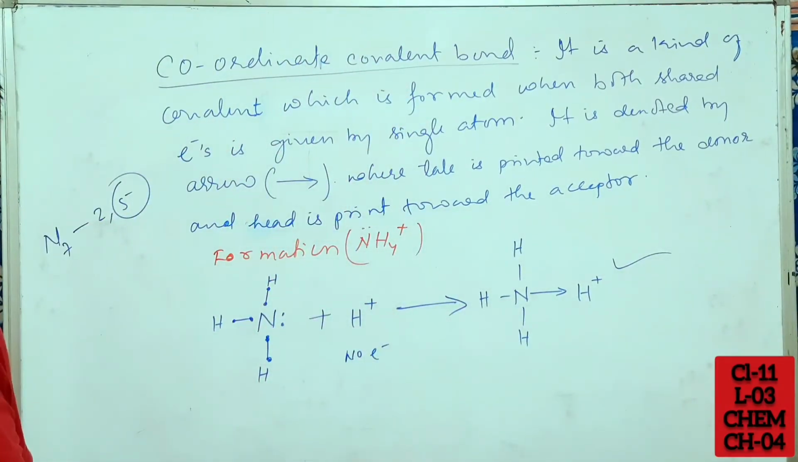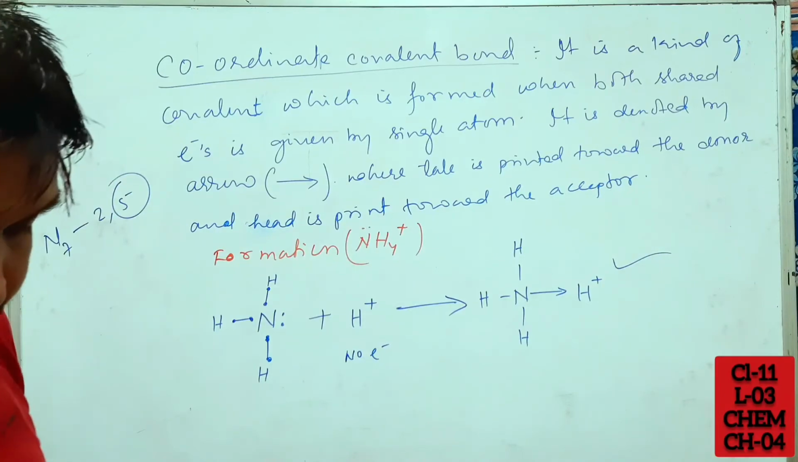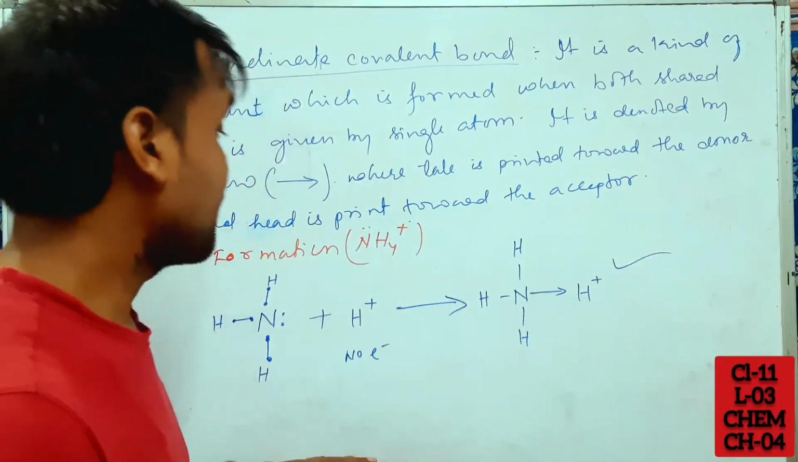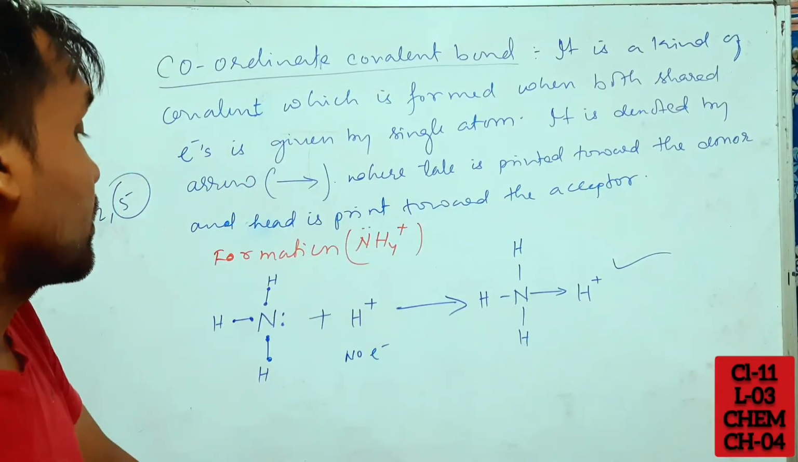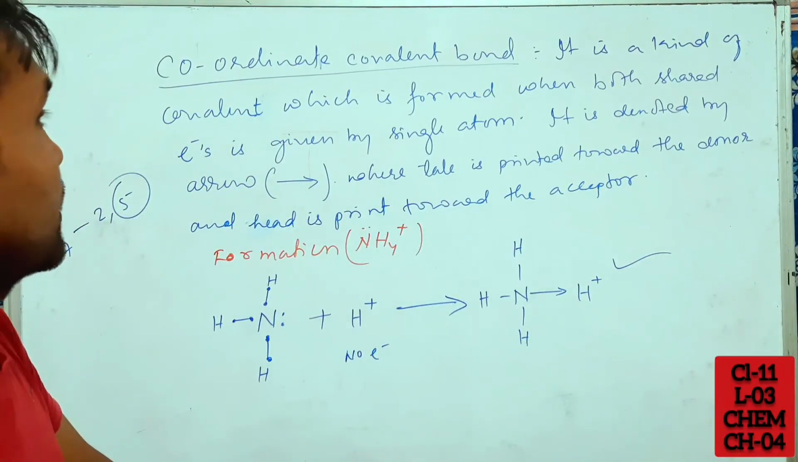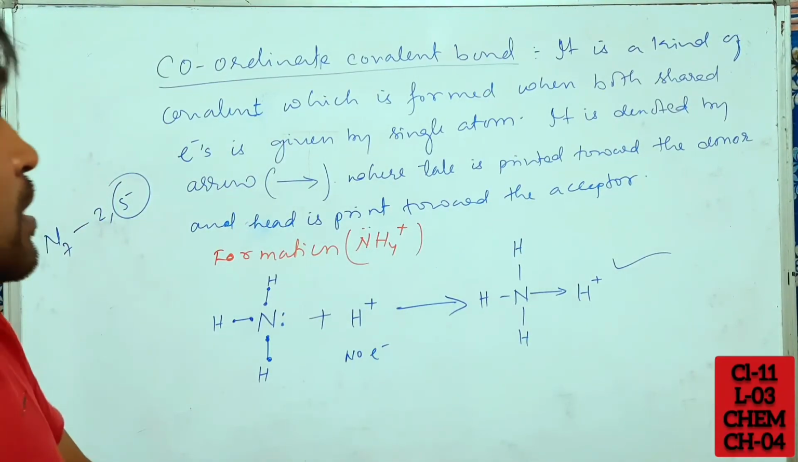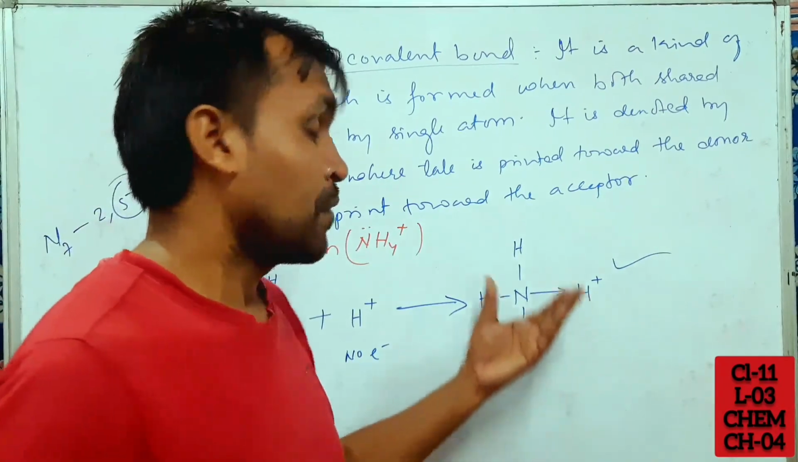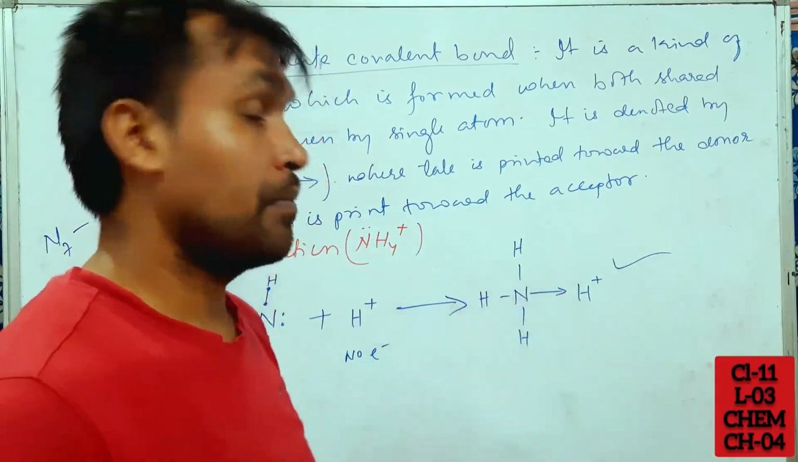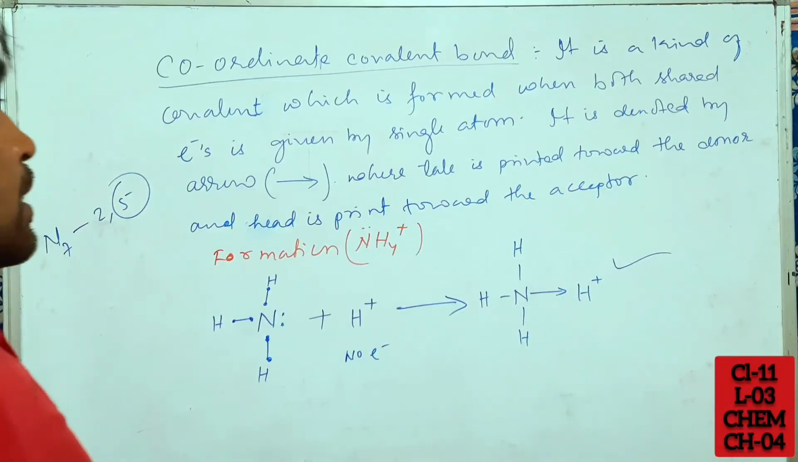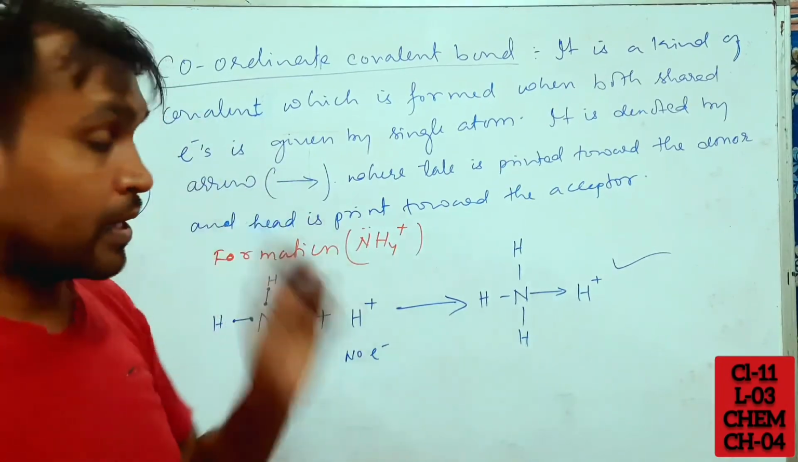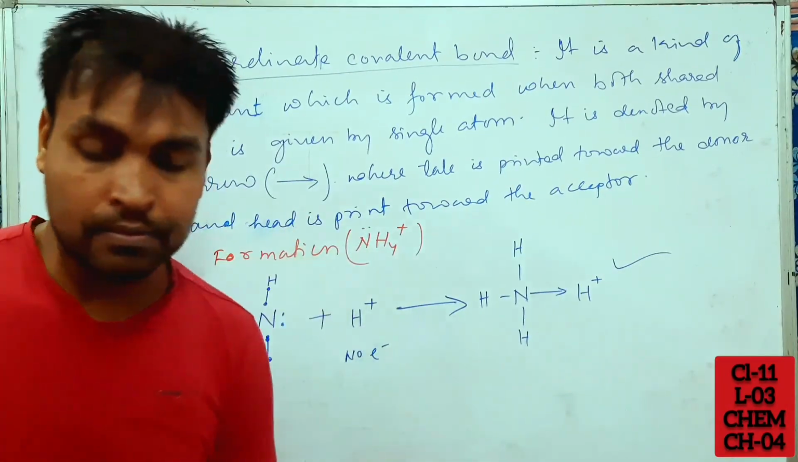I hope you have understood, dear students. It's very easy and very simple as well. So you have understood. Coordinate covalent bond definitions we will study in this class, and in class 12 we will study about the coordinate compounds. All those compounds which form with this kind of bonds, we are going to study about in class 12. Okay, dear students, so pause the video and take down.